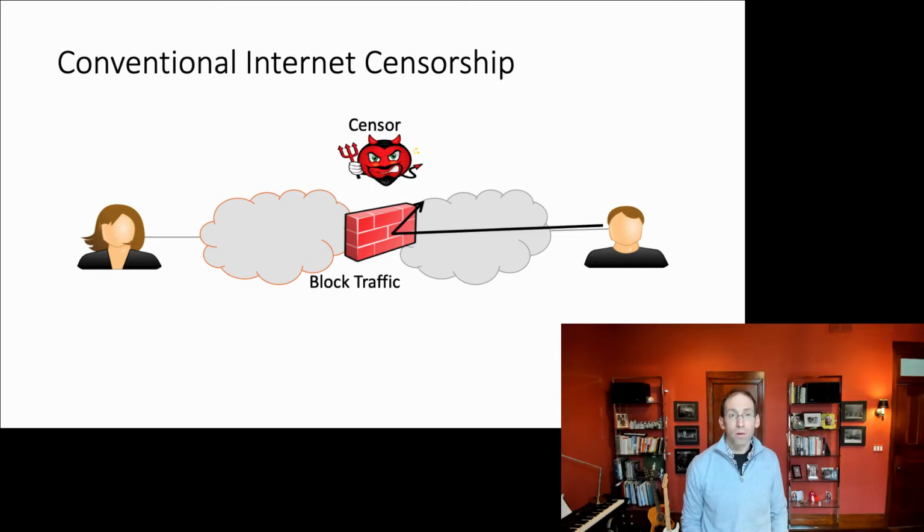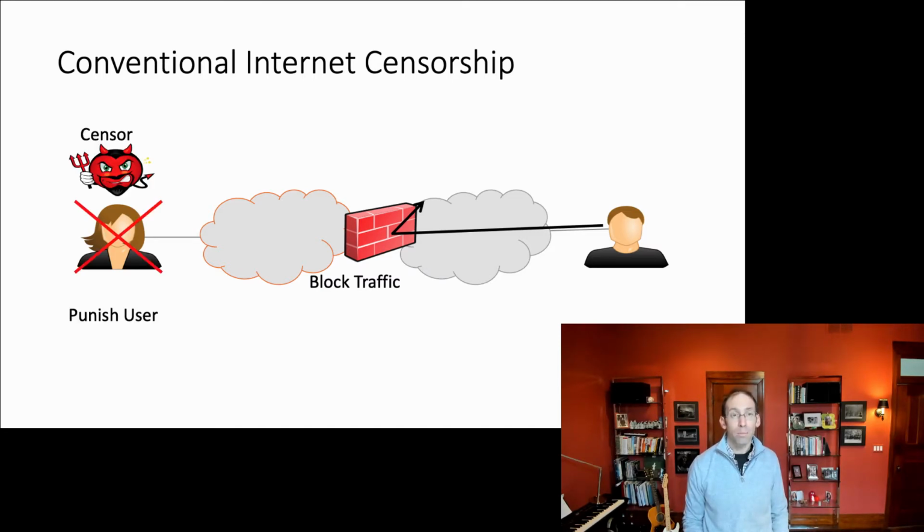That censor, who implements and deploys that firewall, may attempt to block traffic so that Alice and Bob can't communicate with one another. That censor might also directly try to punish a user if the censor observes that user behaving in a particular way, such as engaging in a particular type of speech, posting or publishing certain types of content, or even visiting certain websites.